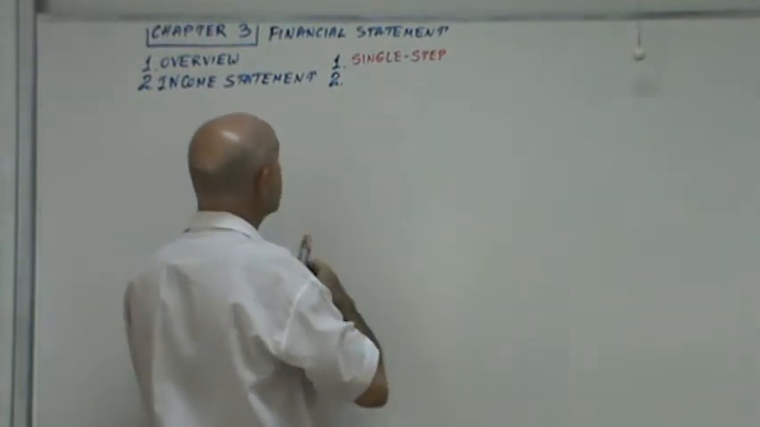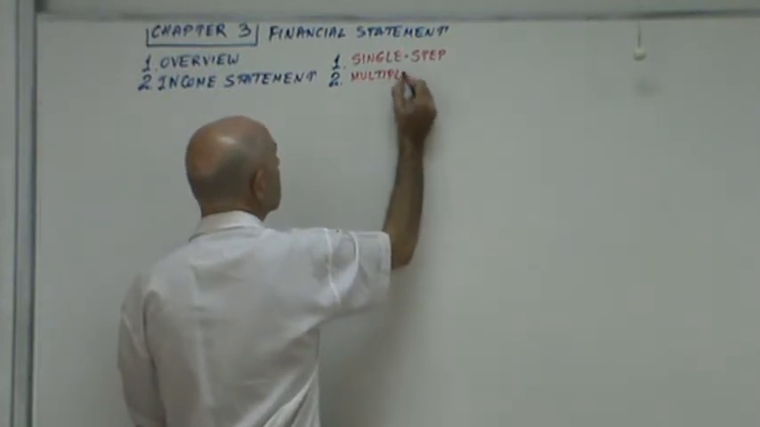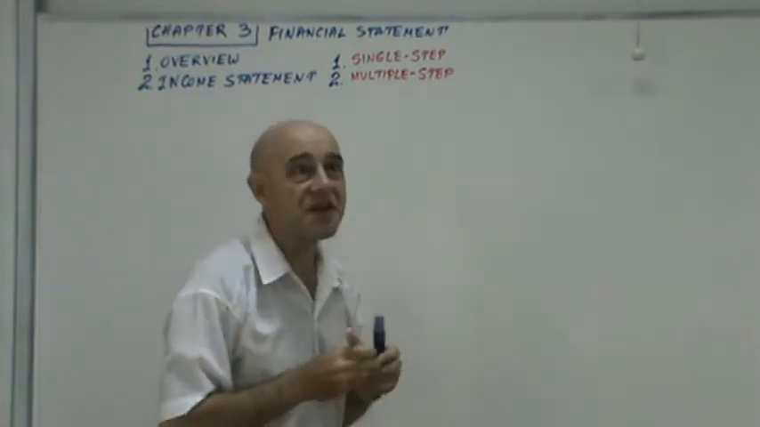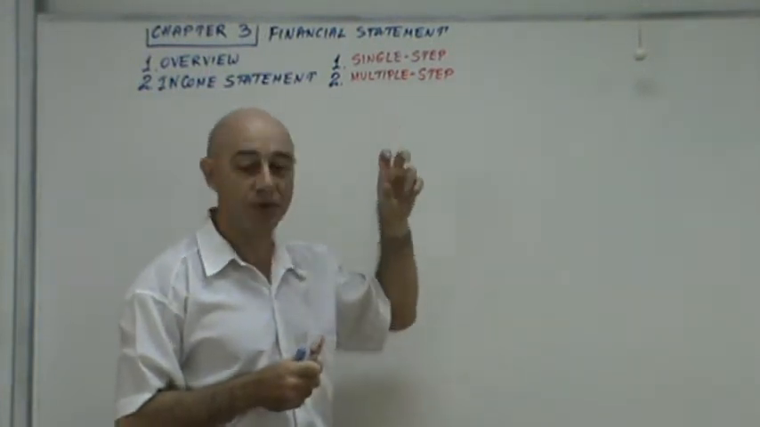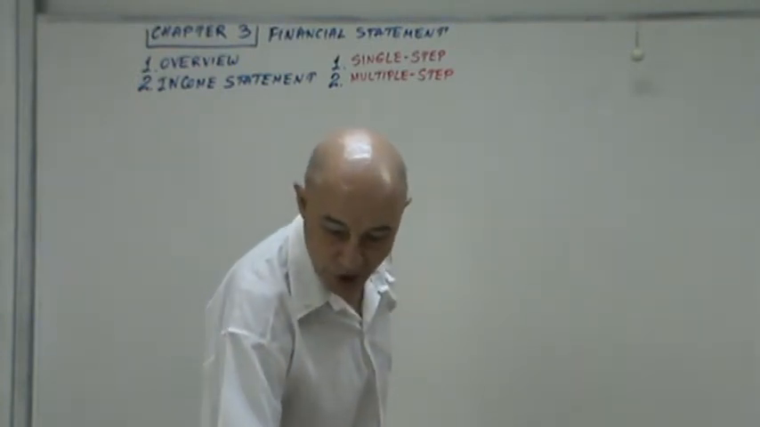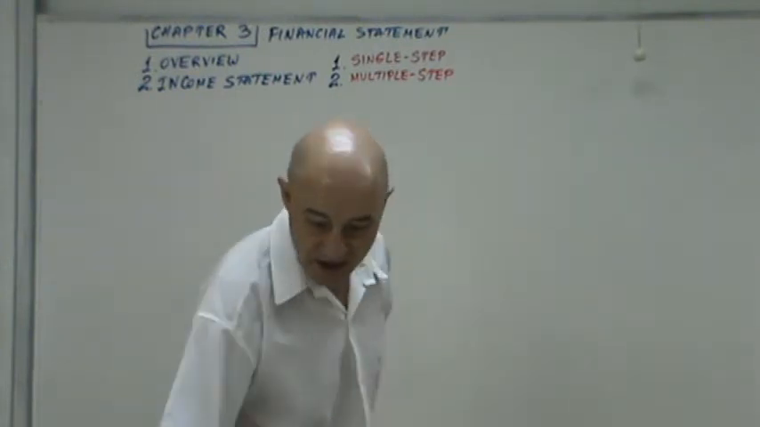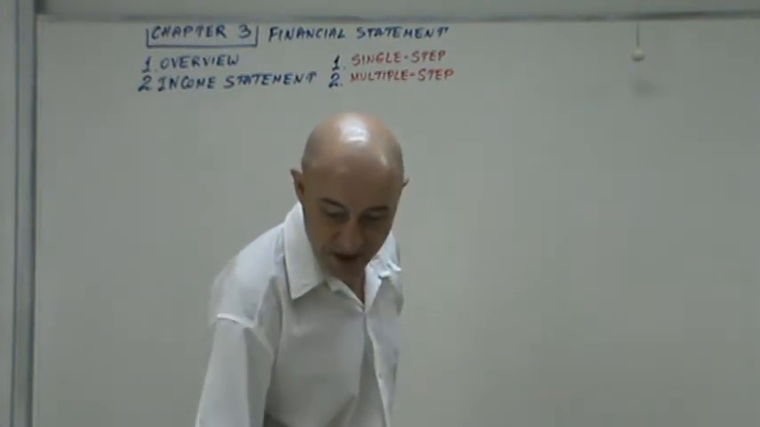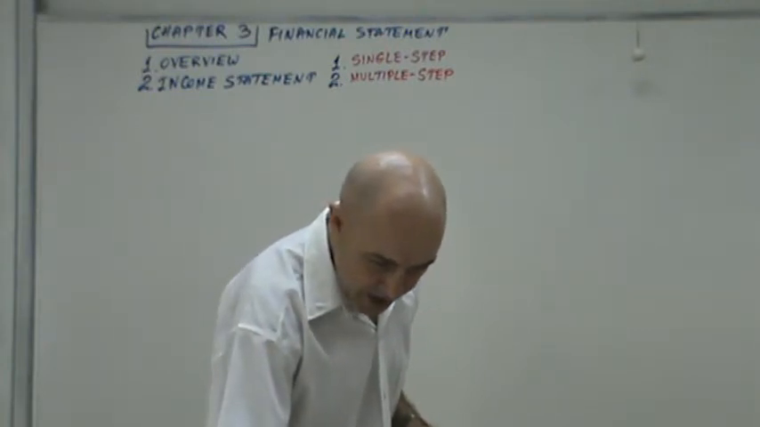And the other type is multiple step. Multiple step is just a little bit more complicated, but it gives you a little bit more information. In a multiple step, you get first the gross profits, then you get EBIT, earnings before interest and taxes, then you get the EBT, earnings before taxes, and finally you get the net income. Let's see what we have here.